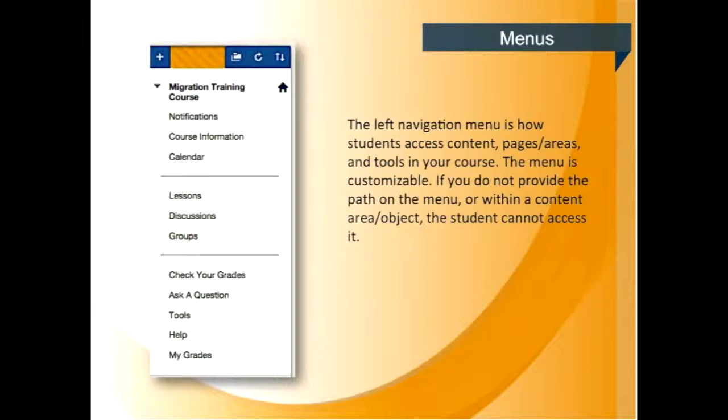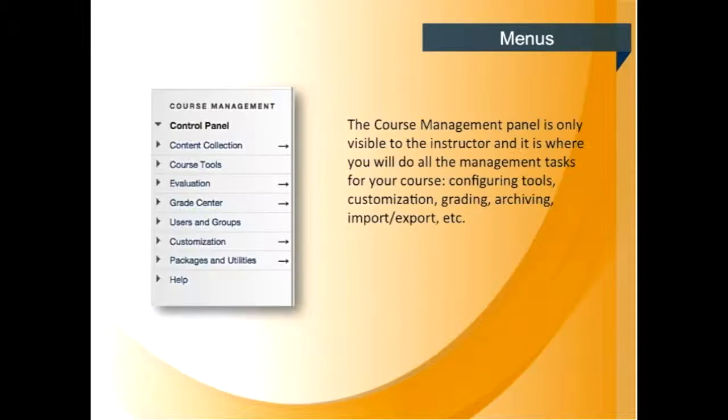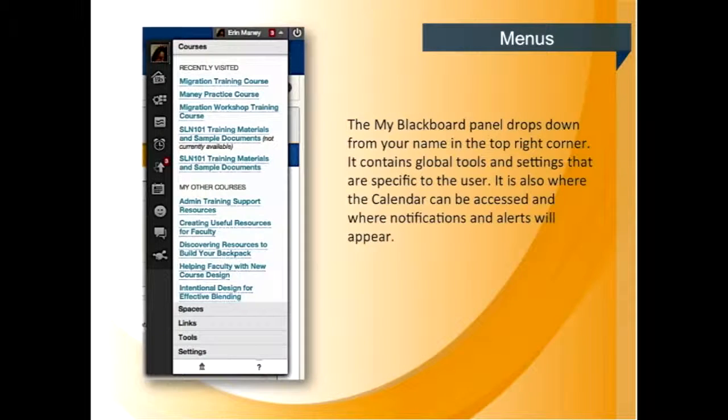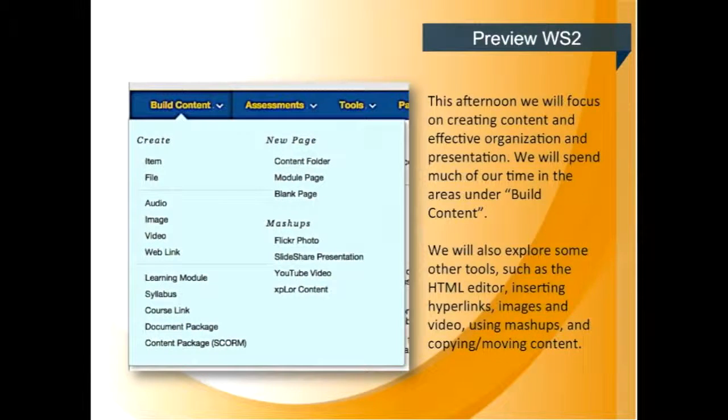So we went over the menu on the left-hand navigation. This is simply a recap of that, which is available if you come back to view the recording. And then we are going to talk more about control panel and course management, but that's also where your tools can be found. And then we also went over the My Blackboard space, the global space at the top, and how to get to the calendar.